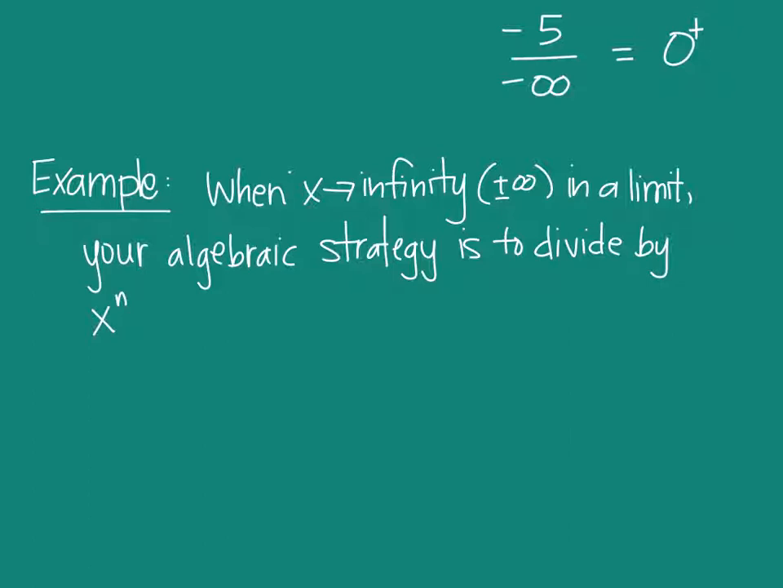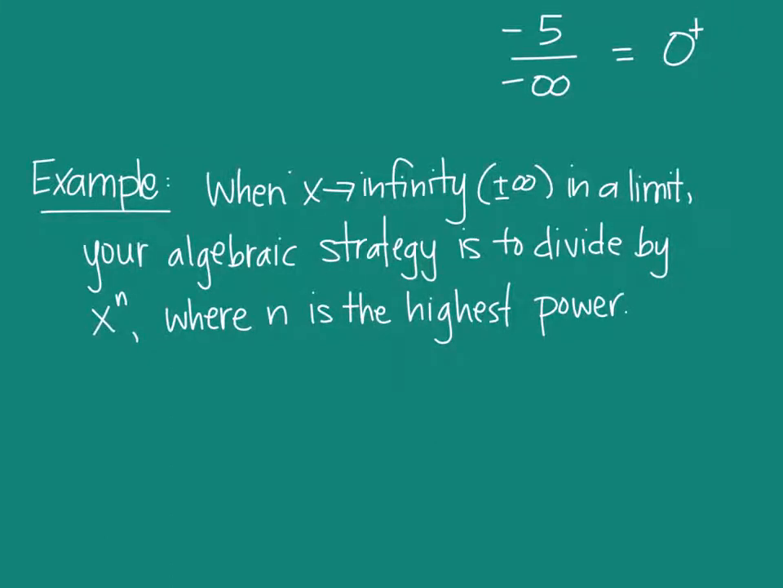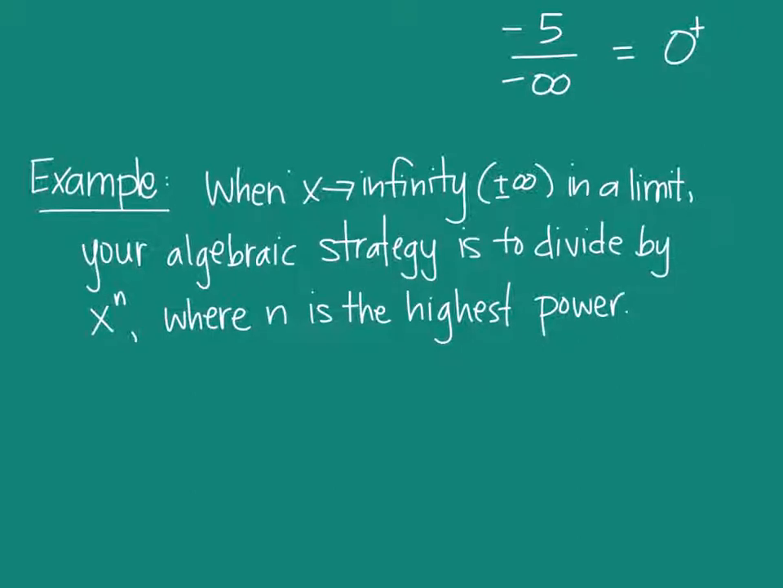Okay, so when x approaches infinity, either plus or minus in a limit, the algebraic strategy is to divide by x to the n, where n is the highest power. All right, that's what to do. Let me show you. Sometimes it makes more sense when you're actually working it out in a problem.